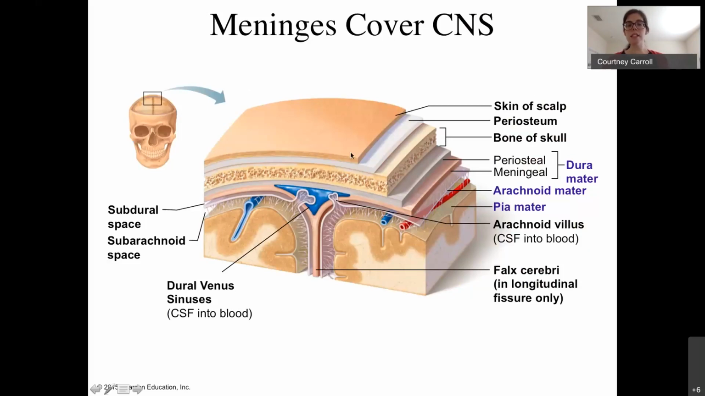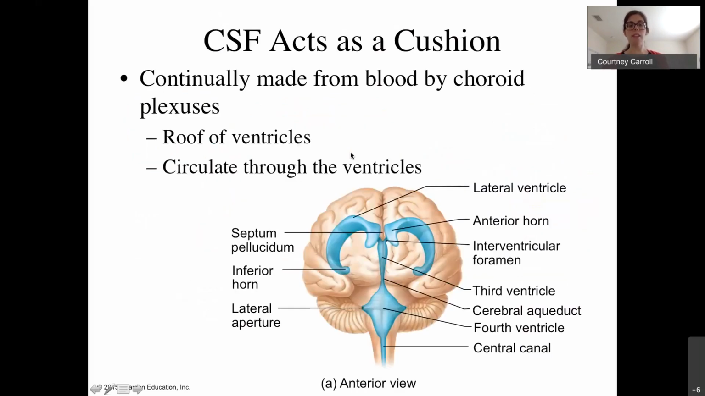So the CSF, or the cerebral spinal fluid, acts as like a cushion. It's continually made in the region of the choroid plexuses, and it's made from blood. And so they're going to take bits of the blood and they're going to make it into this fluid that's going to go through the roof of the ventricles. Remember, the ventricles are these holes that you have in the middle of your brain. So the cerebral spinal fluid is going to go from the roof of the ventricles and circulate through the ventricles and down your spinal cord.